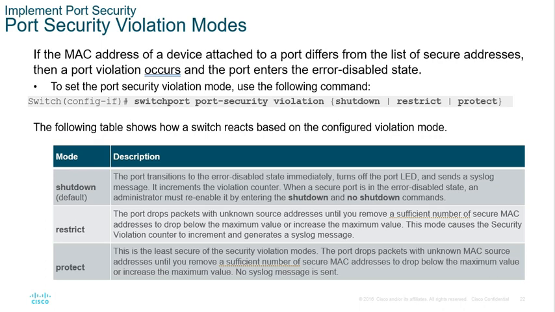Okay, next kita tengok feature violation. So kalau default tadi adalah shutdown, sebenarnya ada dua lagi option, which is to restrict or to protect. So untuk restrict, dia akan tengok what is the maximum number of secure MAC addresses. Okay, so kalau tiba-tiba lebih daripada the maximum number, then dia akan drop the packet from the unknown source, daripada MAC address yang tak diketahui ini.